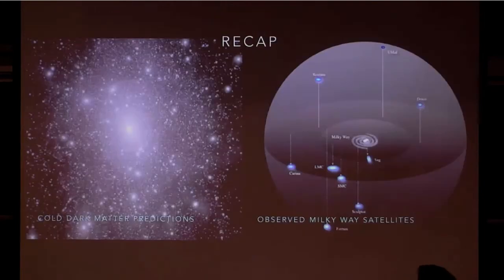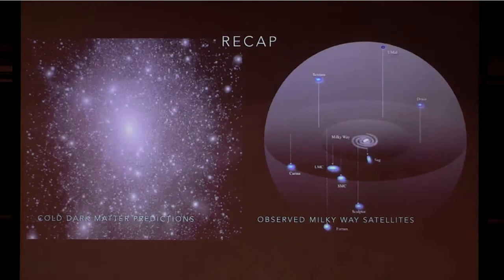So I'm just going to do a quick recap of what we talked about. We know that the universe is filled with dark matter. Our favorite model of dark matter is cold dark matter. We think it's a particle. And it makes a lot of predictions for the distribution of galaxies in the universe, many, many different predictions that all seem to perfectly match our observations.